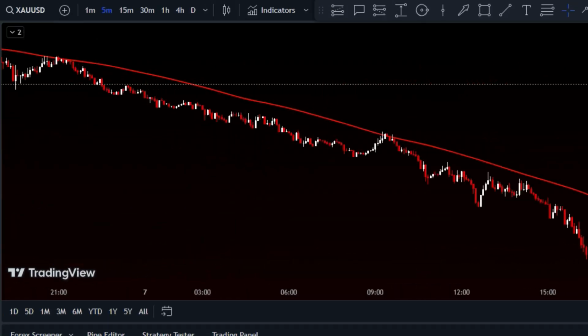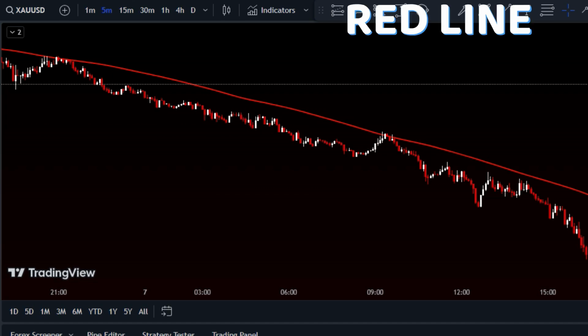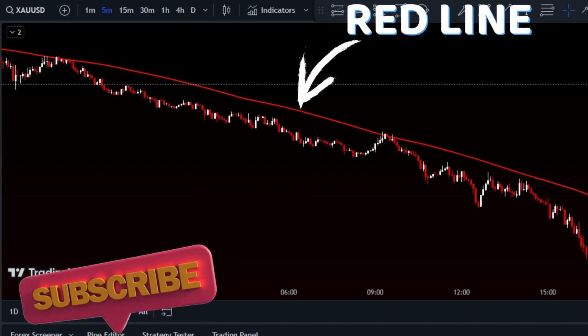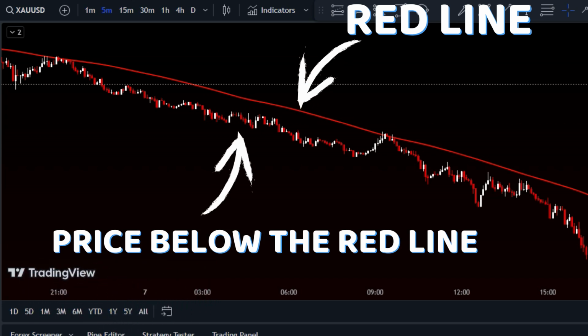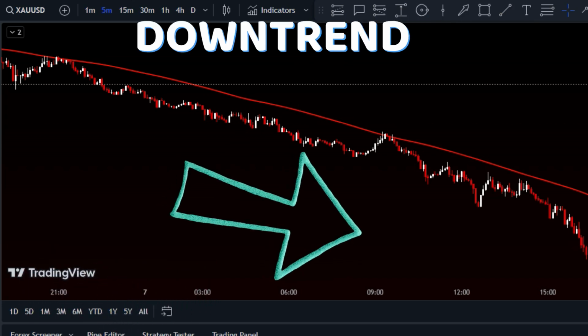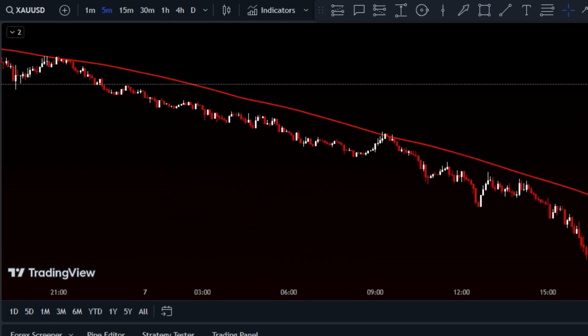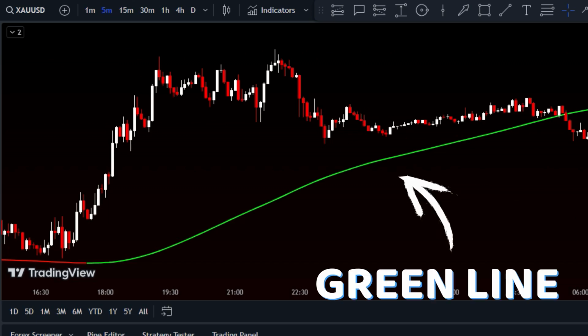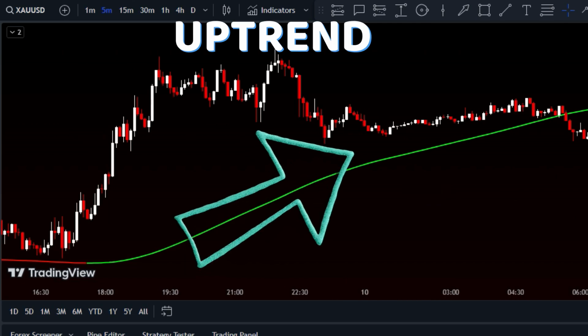Now let's dive deeper into this strategy and start making those profits. So, you might be wondering how we identify the trend. It's as easy as pie. Just take a look at the color of the Trendy Low indicator line. If it's red and the candles are below this line, congratulations, you've easily identified the downward trend. Now, if the line is green and the price is above it, naturally, it's an upward trend.